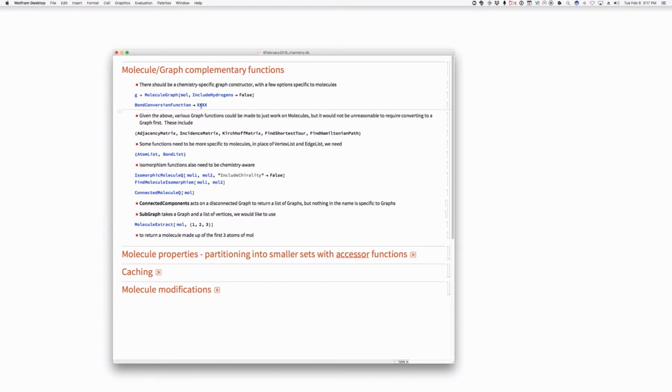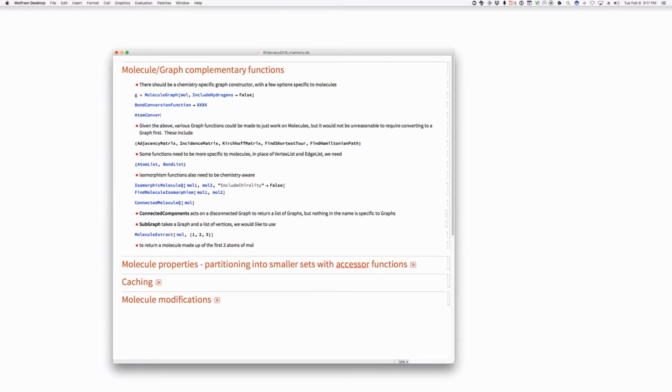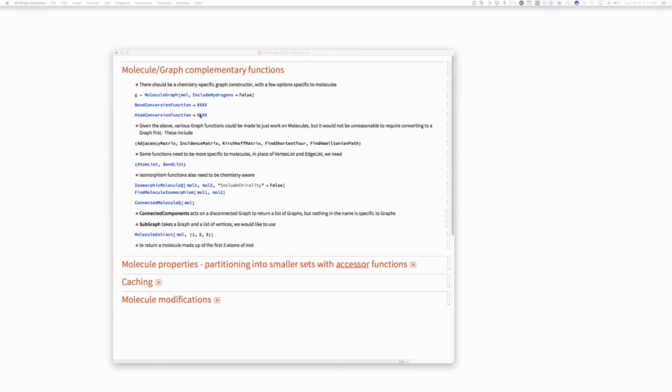So in other words, if we have a bond conversion function, would there be an atom conversion function too? Right. And so would it take an actual function, or would it take a name? I think it would take various kinds of curated names that do commonly useful things. But in general, it could take a function that operates on the canonical atom specifier and converts it.